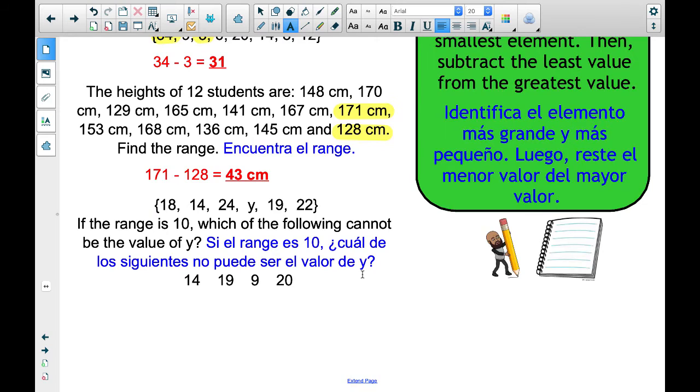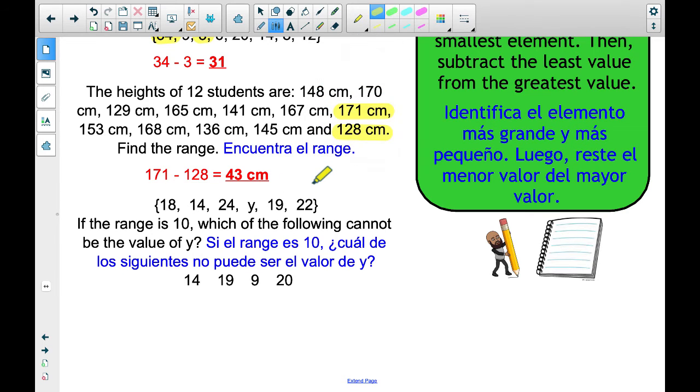All right, moving down. This one's a little bit more complicated because it's going to require some critical thinking skills. If the range is 10, which of the following cannot be the value of y? So we have an unknown here. What I'm going to do first is I actually want to calculate the current range. The reason I'm going to do that is that's going to give me a starting point and some information in terms of where I need to go heading forward.